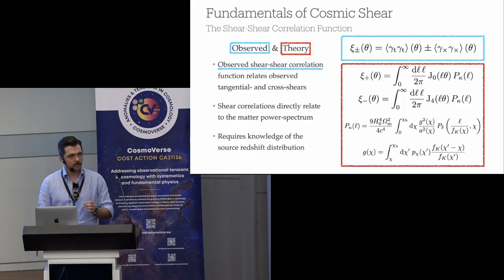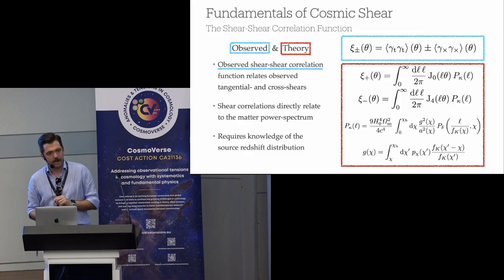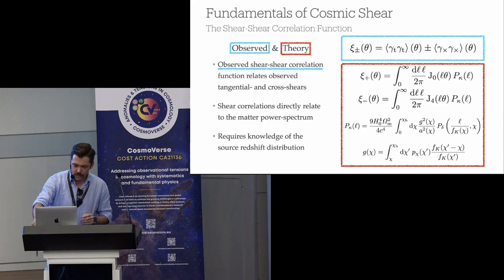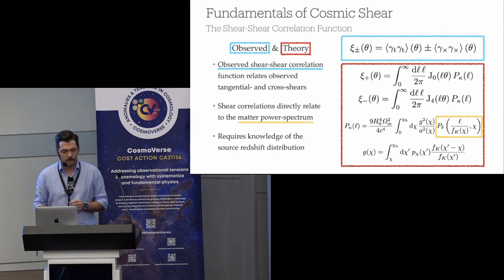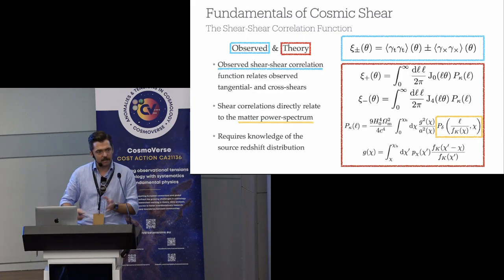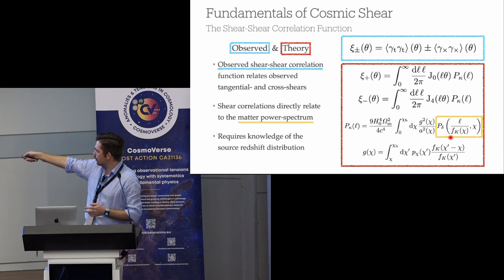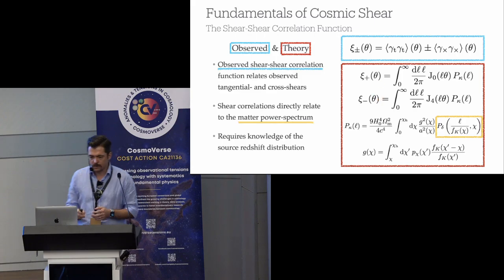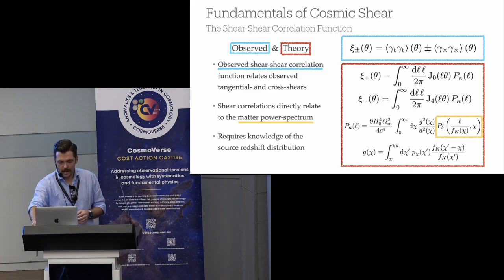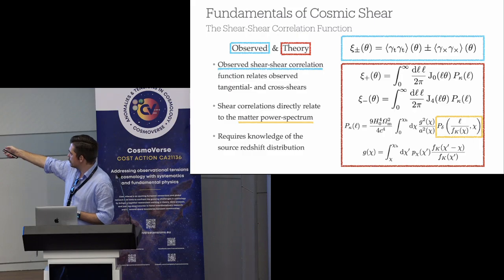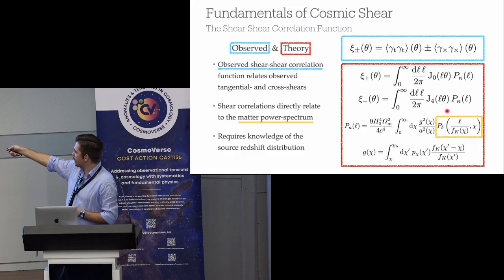And that observable is two very simple mathematical transformations away from the thing that we actually care about, which is the matter power spectrum of all matter in the universe. And so we can get from this thing that we want to measure, our cosmological parameters, to the thing that we observe directly on sky with simply a line-of-sight integral and a Hankel transform, which takes us from l space into theta space here.